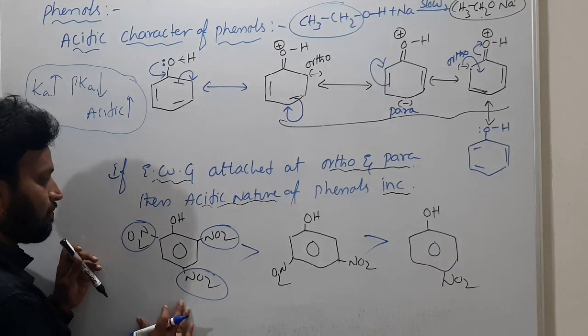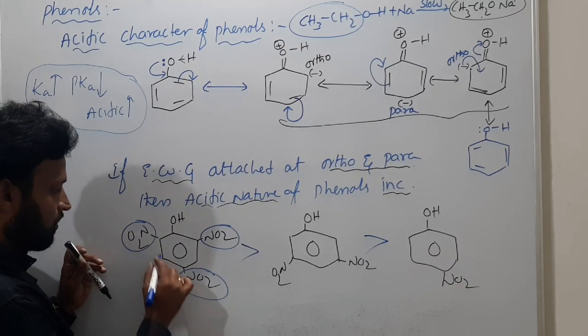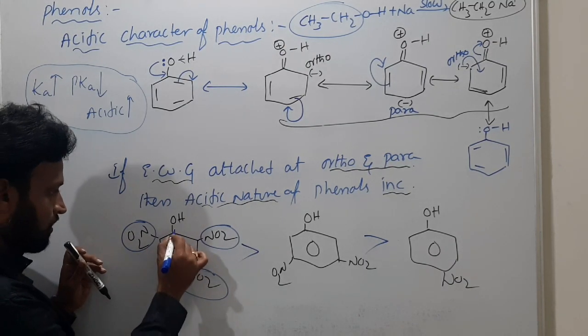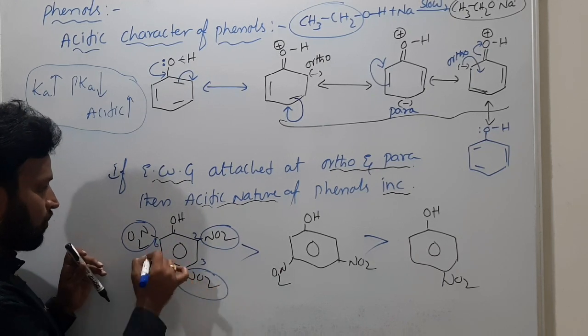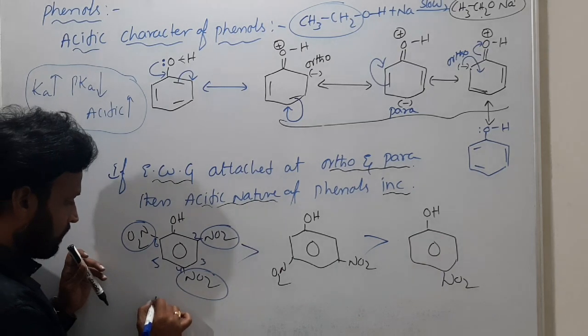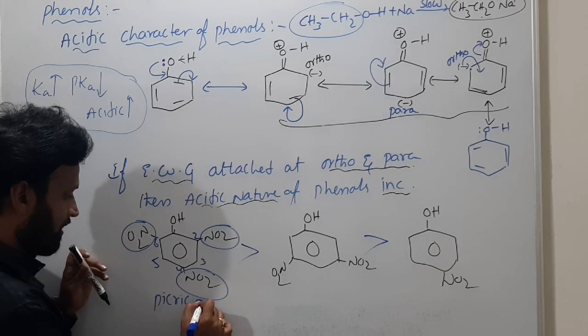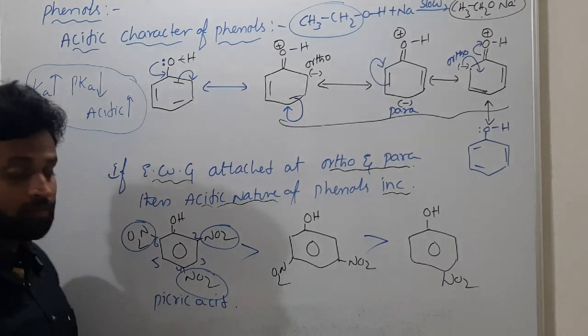Getting it? So the more the number of withdrawing groups, the more the acidic character. Okay, these are very, very important. So this is called picric acid. 1, 2, 3, 4, 5, 6. 2, 4, 6-trinitrophenol, which is called picric acid.